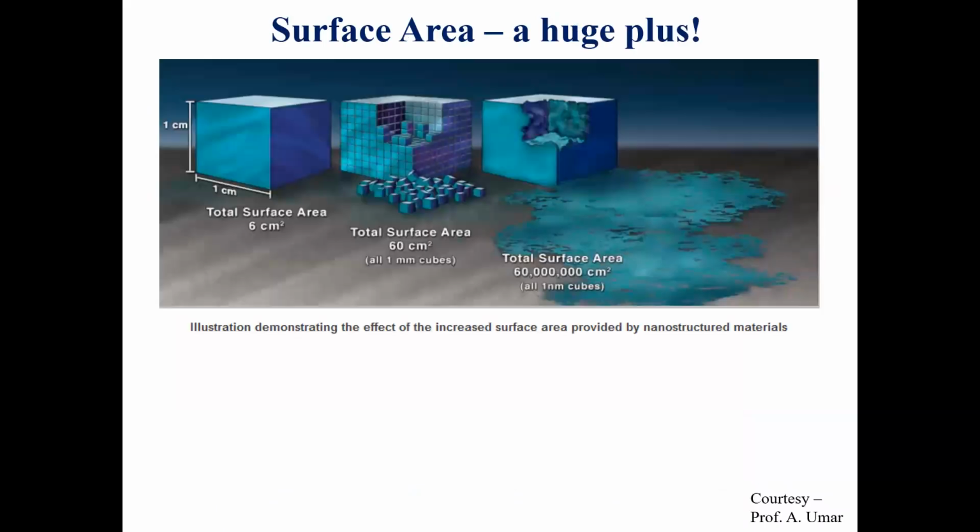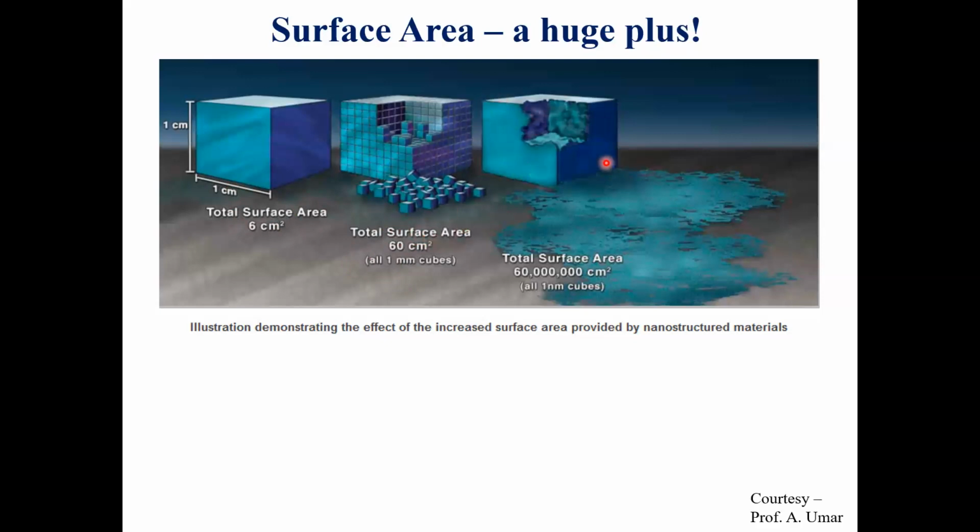One of the biggest advantages of nanomaterials is the enhancement of the surface area that is applicable to surface-reaction-based technologies like sensors and catalysis and so on. So if you look at the large length scale, if you make a cube of 1 centimeter side, the total surface area would be 6 centimeters squared. If you make the same size material out of 1 millimeter cubes, then the surface area will increase 60 times.